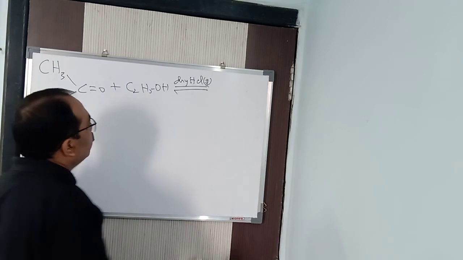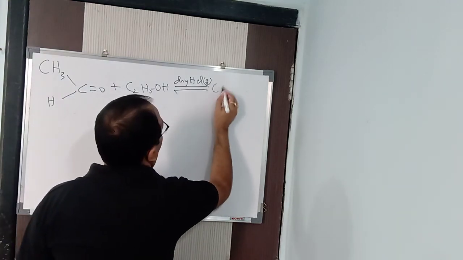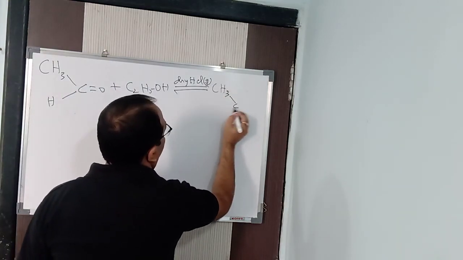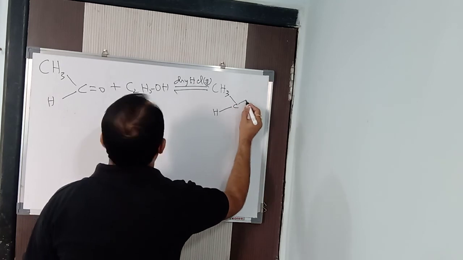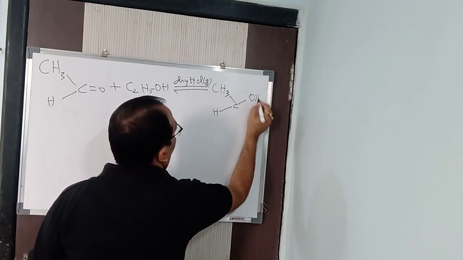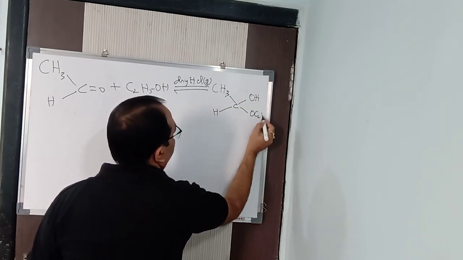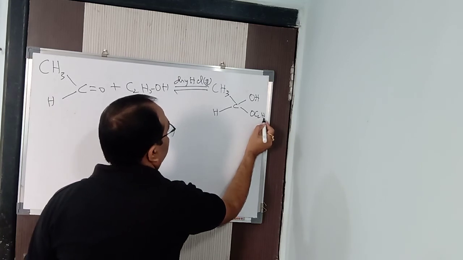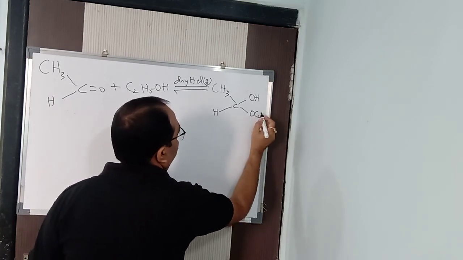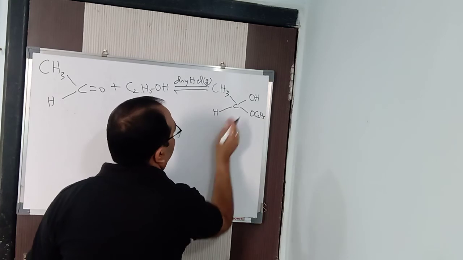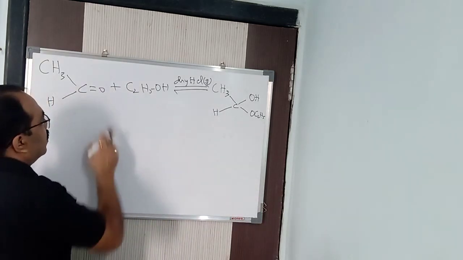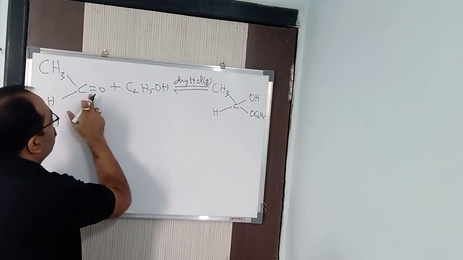Alright, so hence what am I going to get? See here, I am going to get the product CH3CH, here it is OH and OC2H5. Now you might be thinking where the water is removed. In the first case it is not removed, it undergoes an addition reaction. The O goes with H and OC2H5.